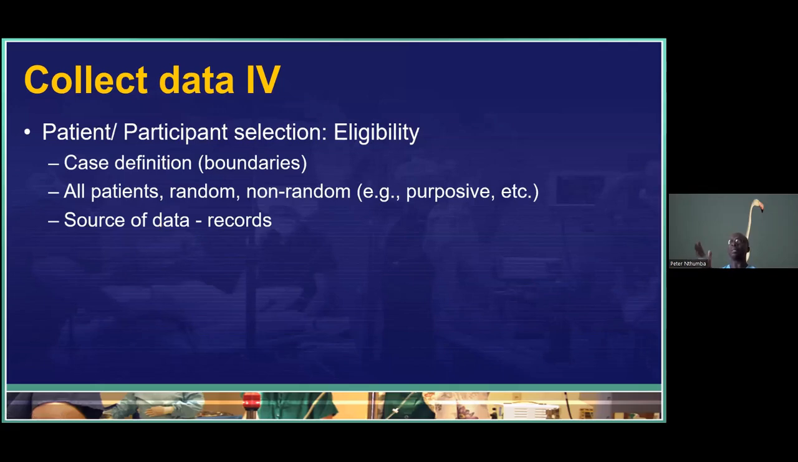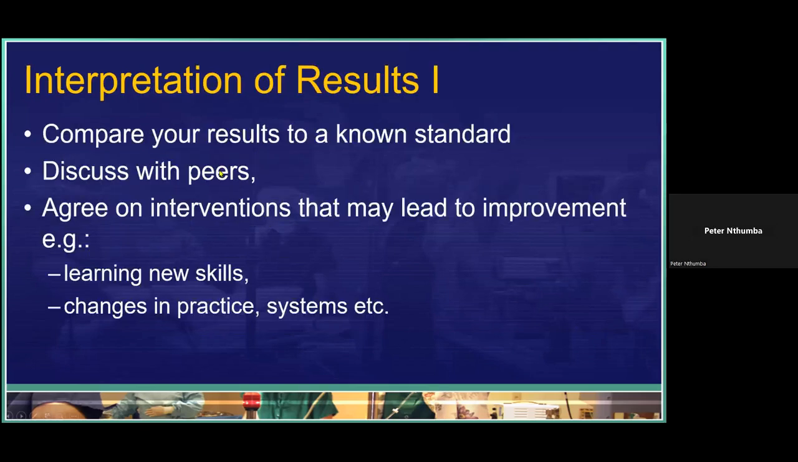What is your patient participant selection like? You need to determine a case definition, that is boundaries. If it is an SSI surveillance, for example, it is within the 30 days post-operatively. Are you going to do a randomized process? Is it purposive, et cetera? And we talked about data sources.